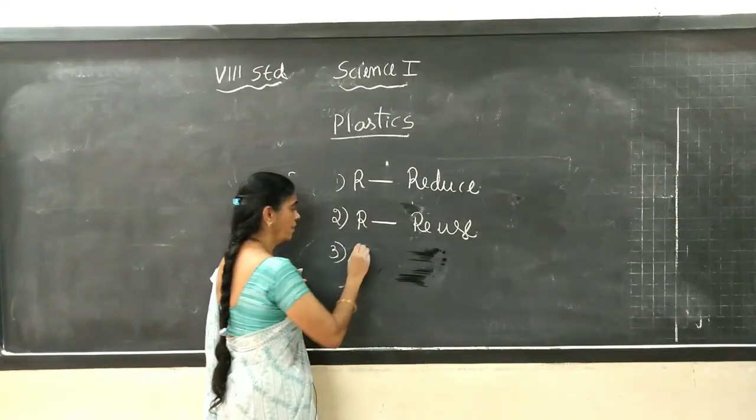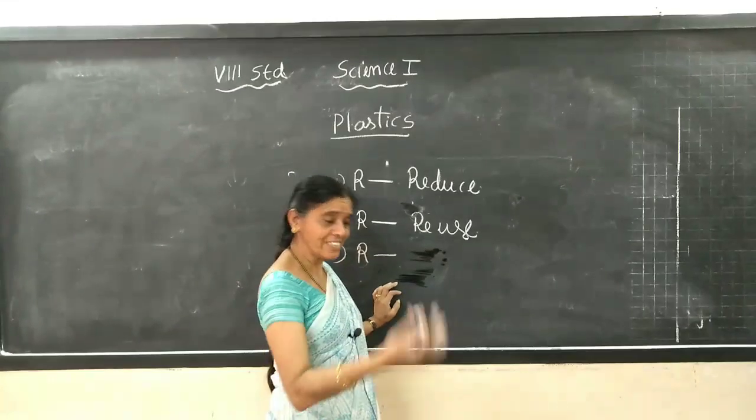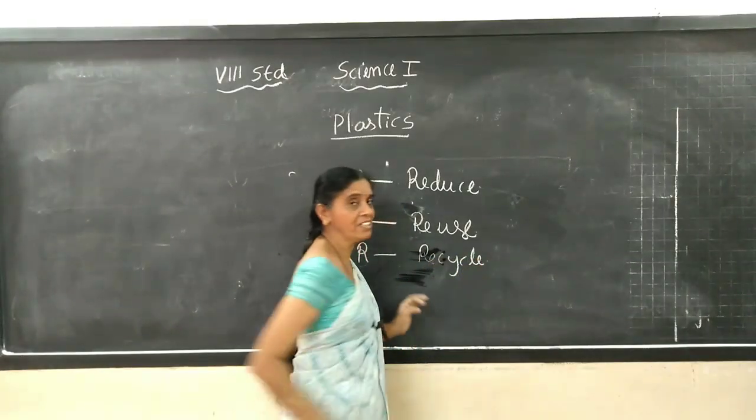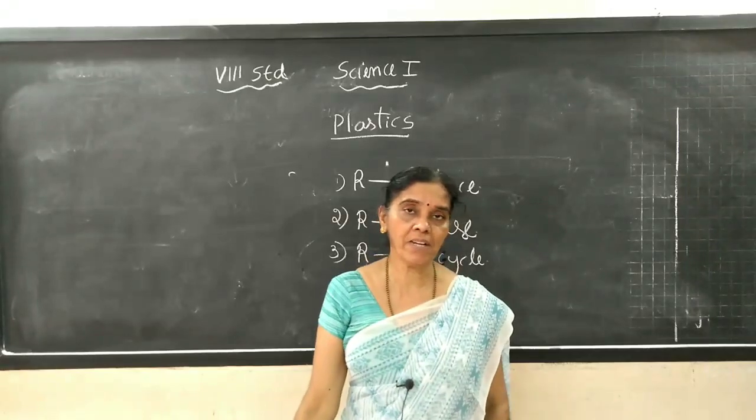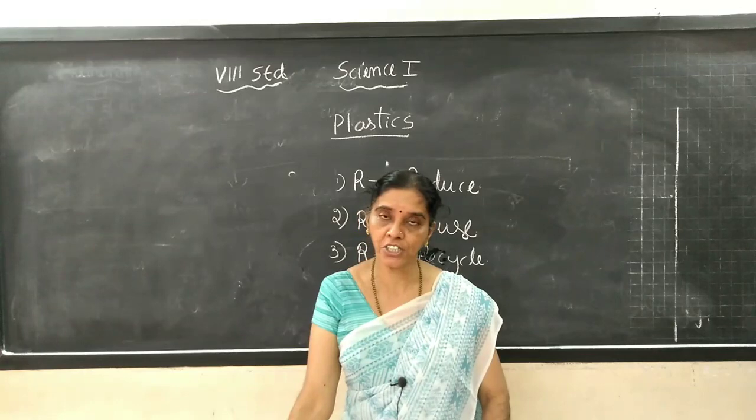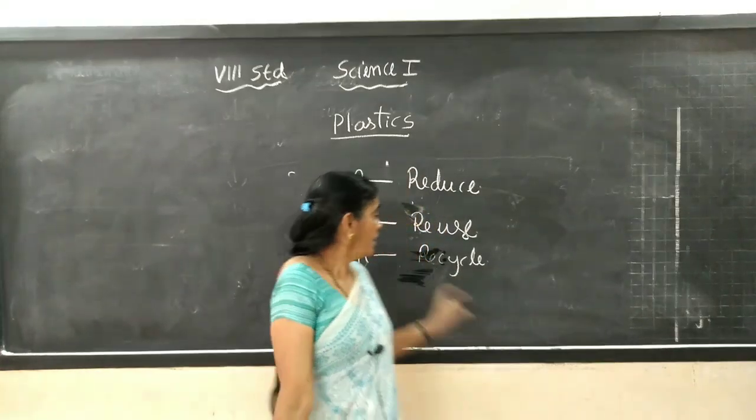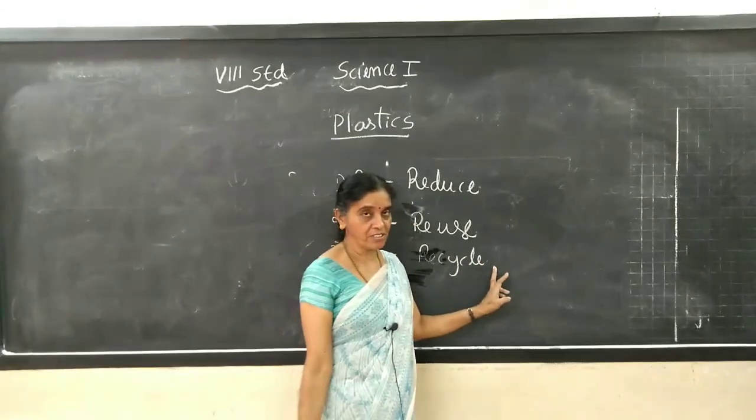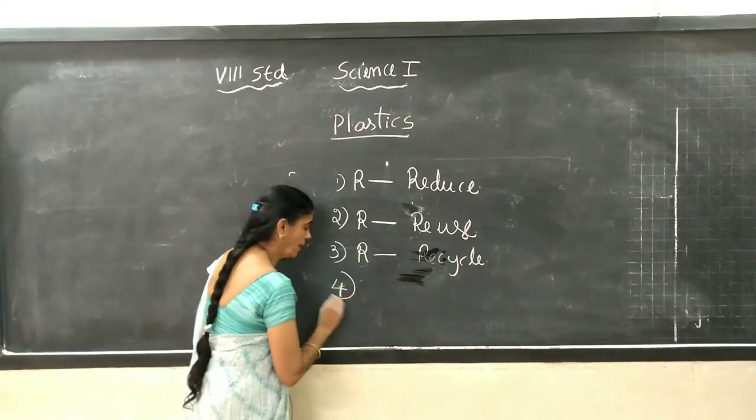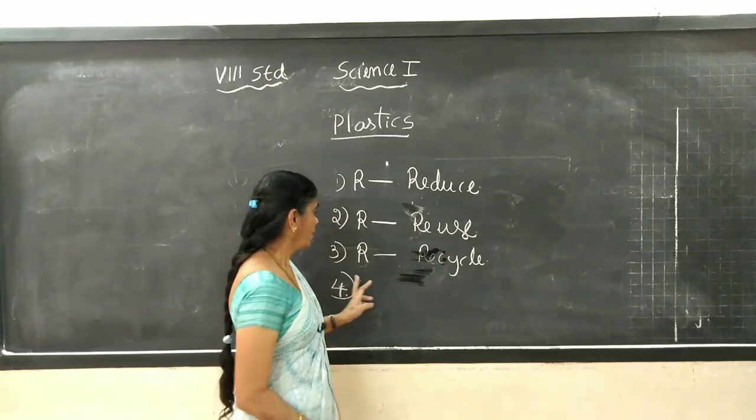The third R is, after throwing or not using that plastic, you can recycle. You have seen that thermoplastics can be molded into different shapes by applying heat. You can change it into a different shape or different plastics again and again, and you can recycle that plastic. So by that also it will help to reduce the production and use of plastic in our daily life.